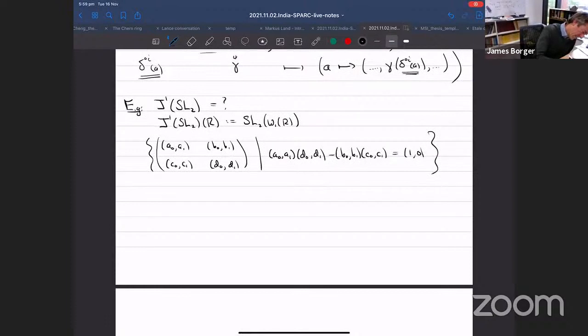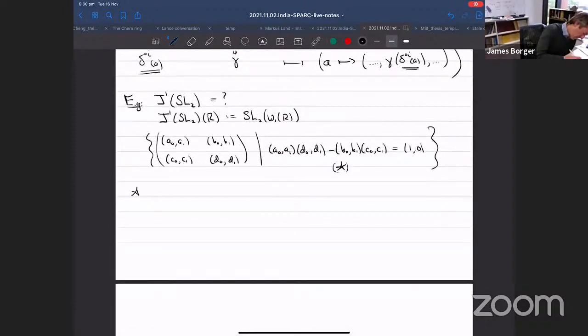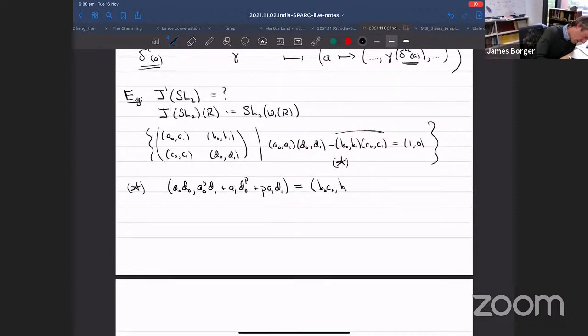So what is this equation? Let's call this equation star. What is star? The left-hand side, well, you have to remember how to multiply Witt vectors. A0, B0, and A0 to the P, B1 plus A1, B0 to the P, plus P, A1, B1. And then we subtract. What I prefer to do is move this term to the other side of the equation. So I'll expand it on the other side: D0, C0, B0 to the P, C1, plus B1, C0 to the P, P, B1, C1, plus 1, 1, 0.